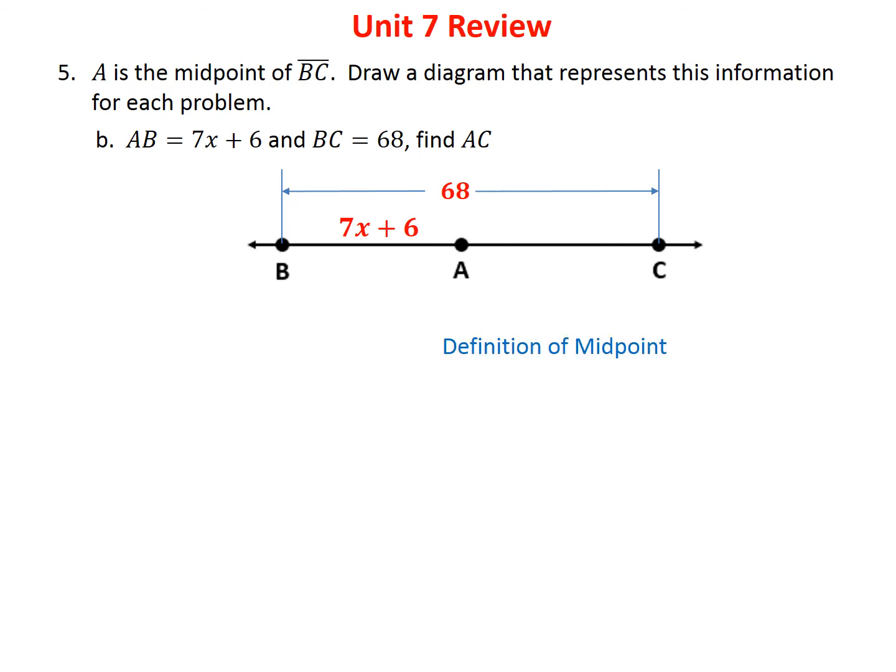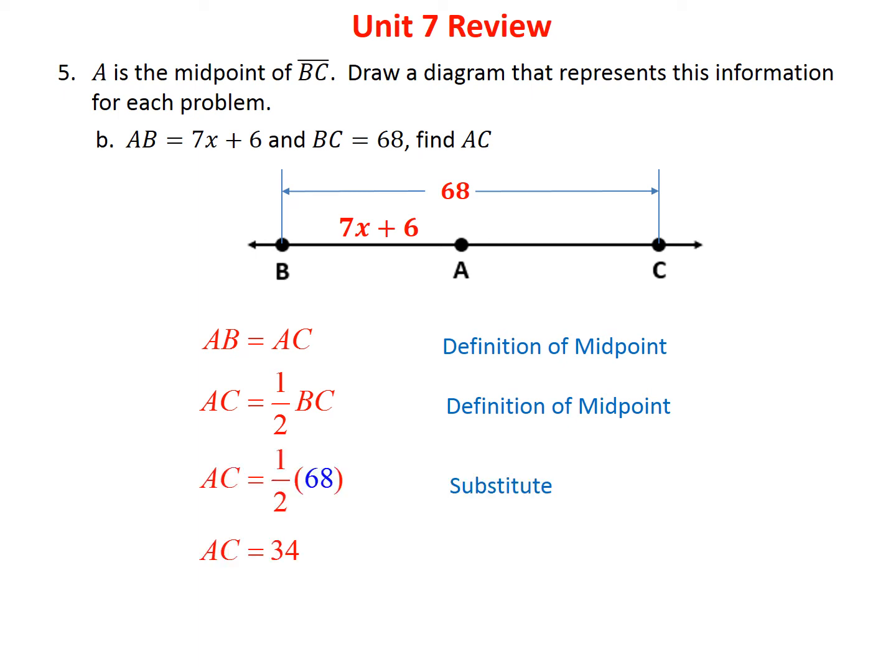If you know that you have a midpoint, you know that AB equals AC, but you also know that AC is simply half of BC. So I don't even need to worry about the x part. All I need to do is realize that AC is half of BC. So what's half of 68? And the answer is 34.